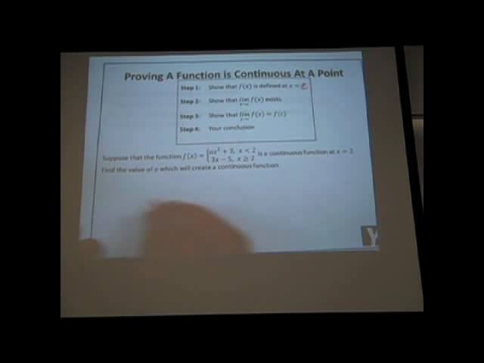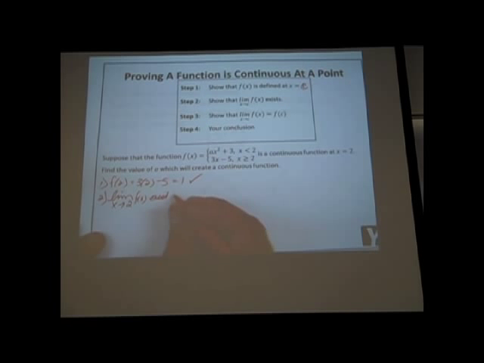Well, if the function is going to be continuous at 2, the first thing is that f of 2 is defined. Well, what is f of 2? We plug it into the bottom piece: 3 times 2 minus 5, which is equal to 1. Check, it's defined. Second, the limit as x approaches 2 of f of x needs to exist.